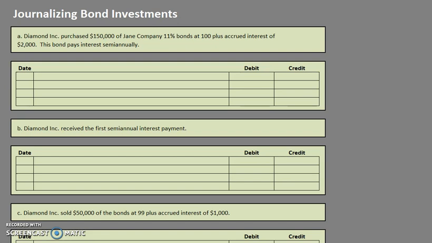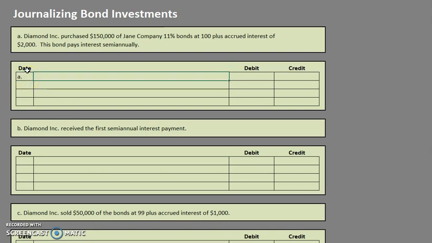In this video, we are going to be going over journalizing bond investments. So in this case for A, we have Diamond Inc. purchasing $150,000 of Jane Company 11% bonds at 100. So we're purchasing them at face value, plus accrued interest of $2,000. And they're also giving us a note that this bond pays interest semi-annually. We'll use that part later. But for now, let's go ahead and record that in A.